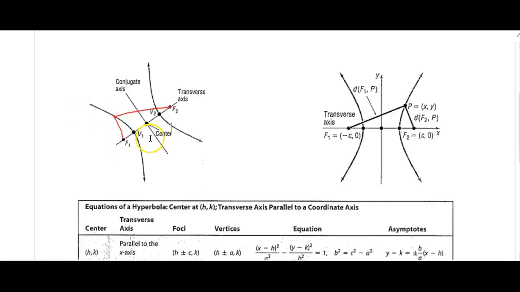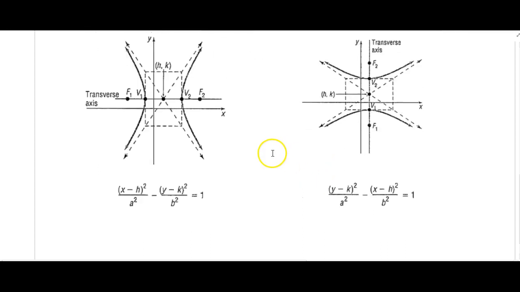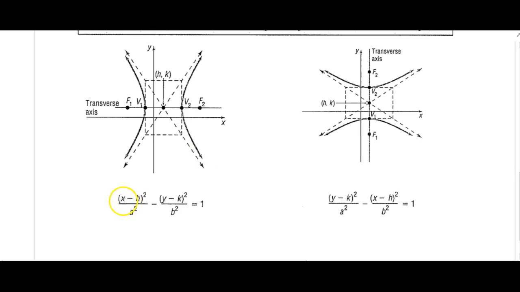So let's take a look at the equations of it. Now, if you look here, hyperbolas can open up left and right, but they can also open up and down. If you look at the equation here, if x is first, so if it's x minus h all squared over a squared minus y minus k all squared over b squared, it's going to open left and right. If the y is first, they switched it where it's y minus k all squared minus x minus h, if the y comes first, it's going to open up and down. Okay? That's important to know and recognize.